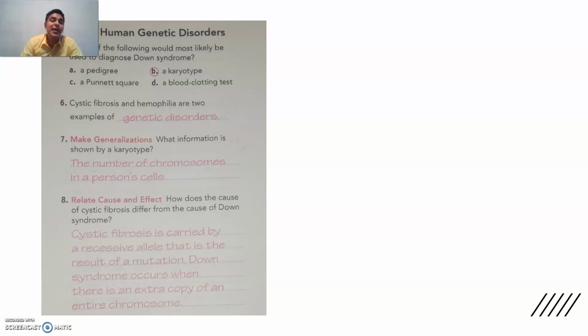Then we have number 8, relate cause and effect. How does the cause of cystic fibrosis differ from the cause of Down syndrome? Cystic fibrosis is carried by a recessive allele that is the result of a mutation, and Down syndrome occurs when there is an extra copy of an entire chromosome. All right.